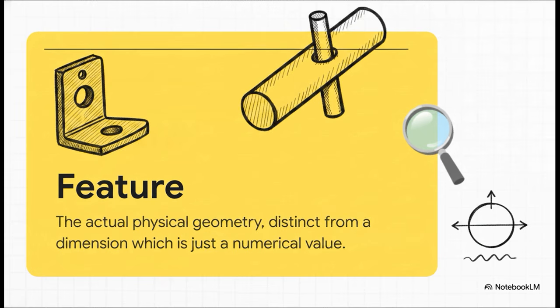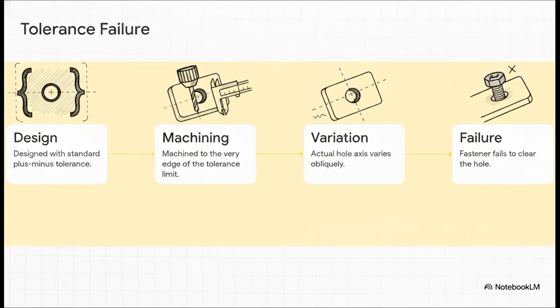A dimension is literally just a number. It's stating that a clearance hole must be exactly 6.44 millimeters in diameter. A feature, on the other hand, is the actual, tangible, physical geometry itself. To make this super concrete, we're going to follow a simple metal bracket with a clearance hole as our running example for this entire masterclass. Let's watch how that old ambiguity guarantees real-world failure for our bracket.